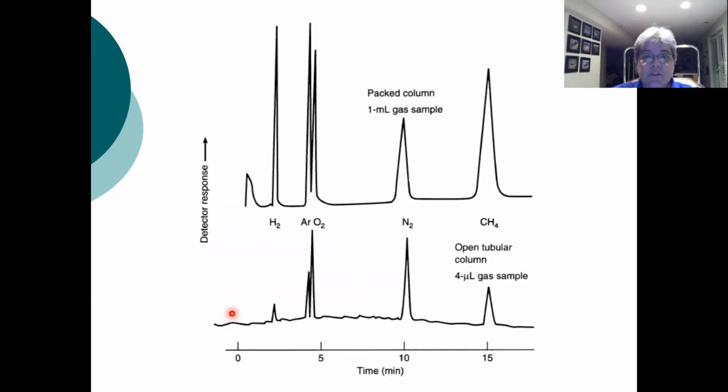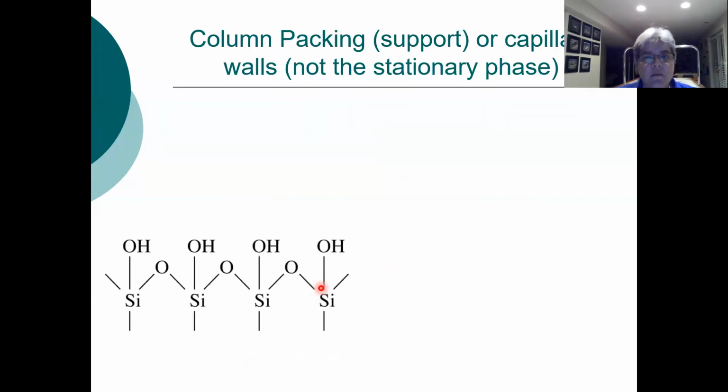Okay, this just shows you two separations. One was done on packed, one was done on the open tubular, the capillary. Notice they give you the same separation, same retention times. The only difference, notice this one, we used 1 milliliter of sample, this one 4 microliters. Bigger sample sizes, smaller sample sizes. And remember, this is the one that is more commonly used today. Okay, now let's talk a little bit more about what these supports or the walls are, not the stationary phase. What are these walls or supports made out of?